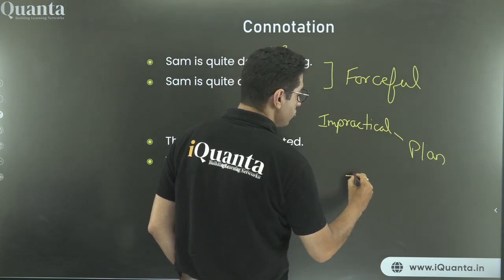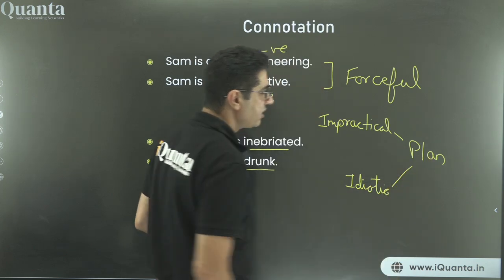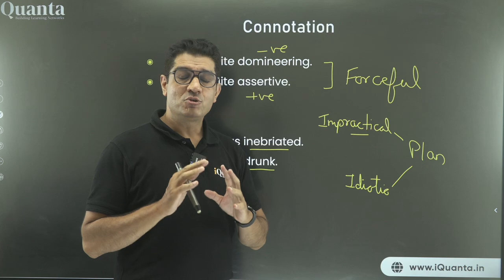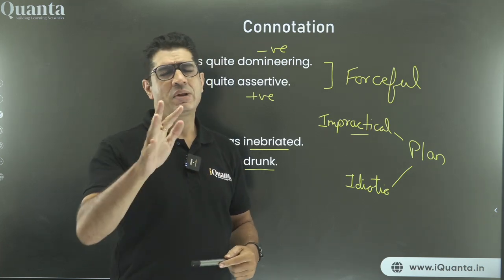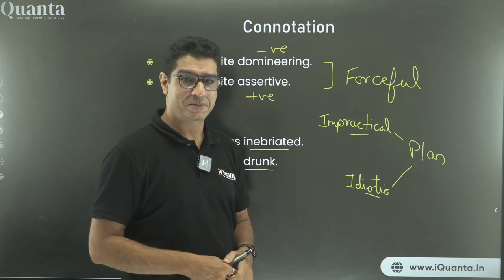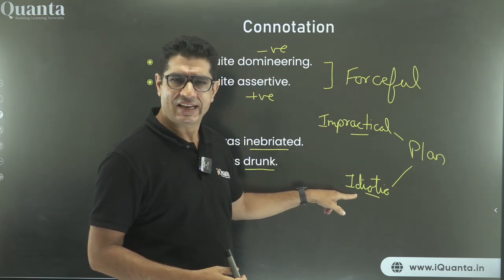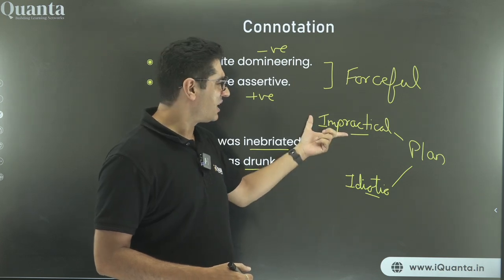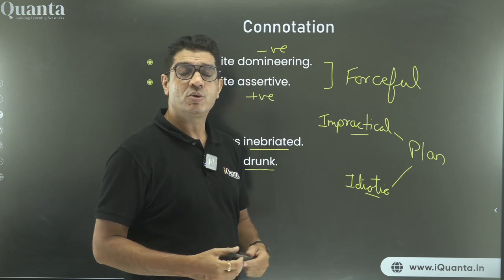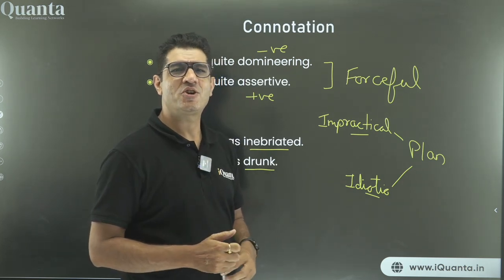You can also choose to call this plan idiotic. So what changes? In impractical, you are telling that person that, hey, this plan will not work. Negative, right? But when you switch over to idiotic, you notice how much more hurtful it has become now. So when you say impractical, I'll probably say that it shows your disapproval. In idiotic, you are now being hurtful, acerbic, bitter, vitriolic.